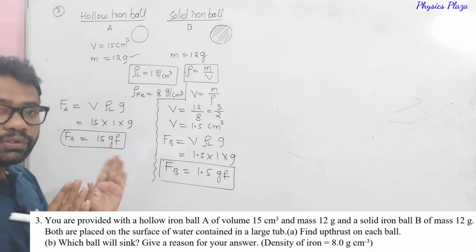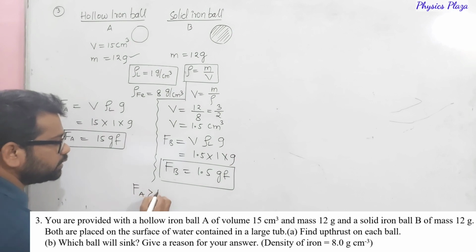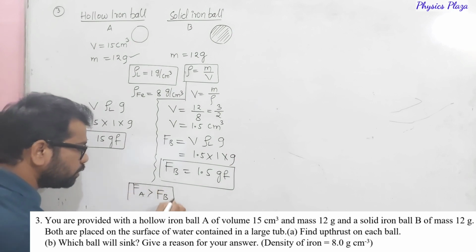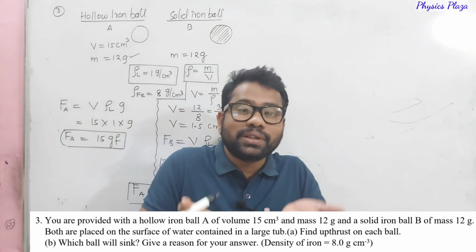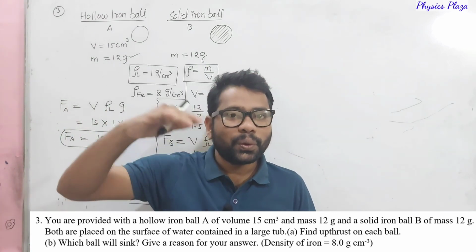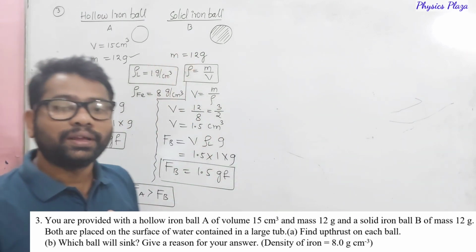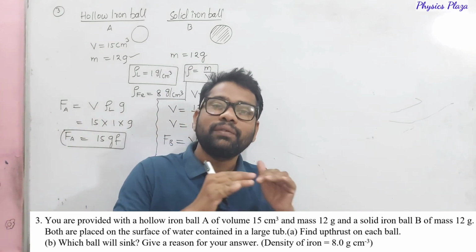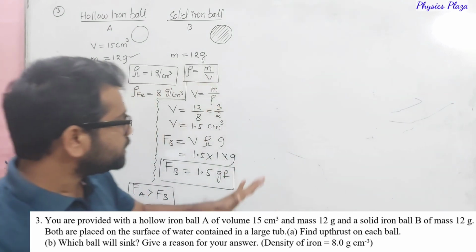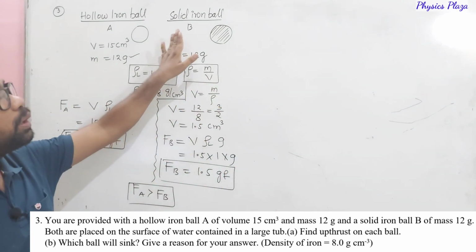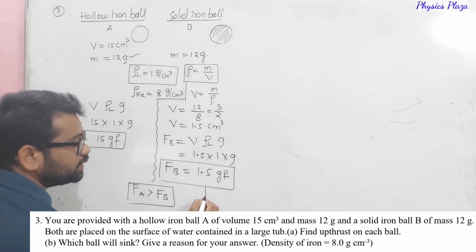Now let us compare the upthrust, the buoyant force, acting on the two balls. Which one will sink first? It is very clear that FA is greater than FB, which means more upthrust is acting on the hollow iron ball. As more upthrust is acting, it will float. Whereas less upthrust is acting on the solid iron ball, so it will sink. So what you have to write for answer D is that the upthrust on solid iron ball B is less, so it will sink.